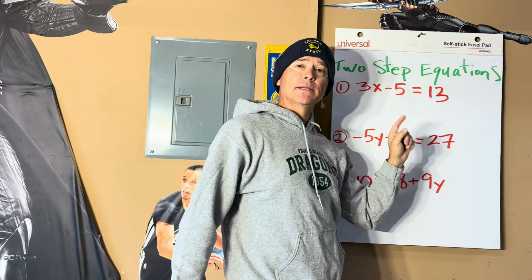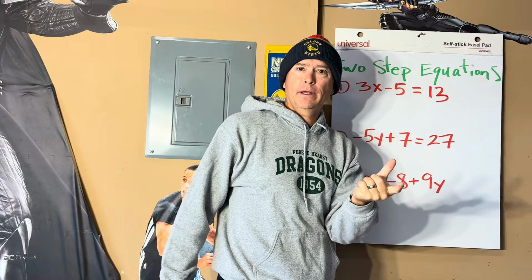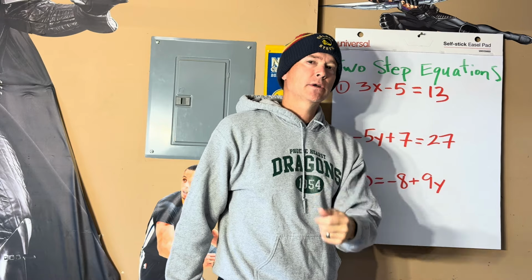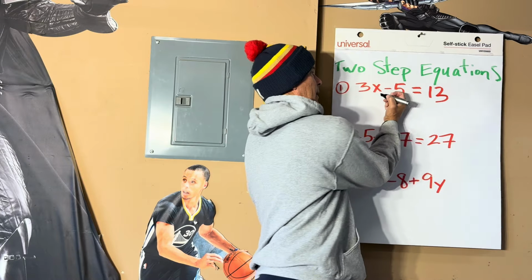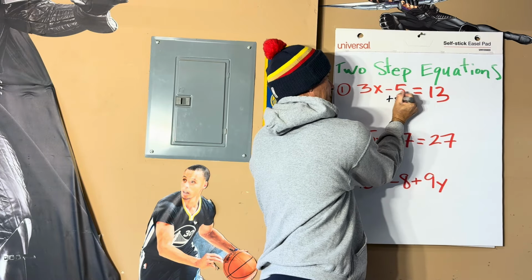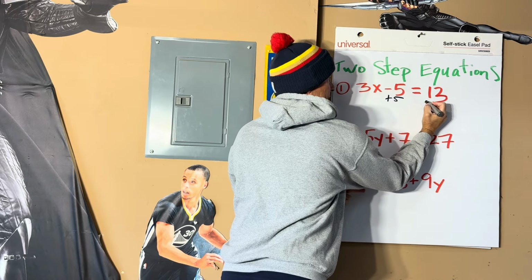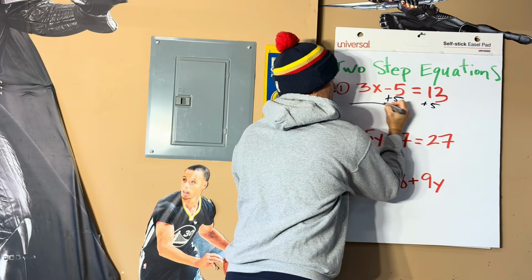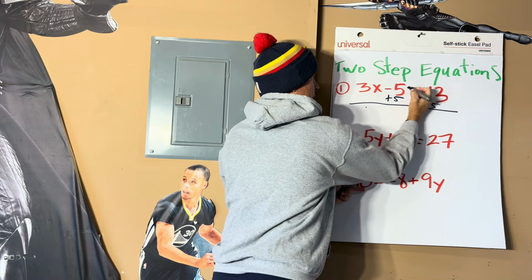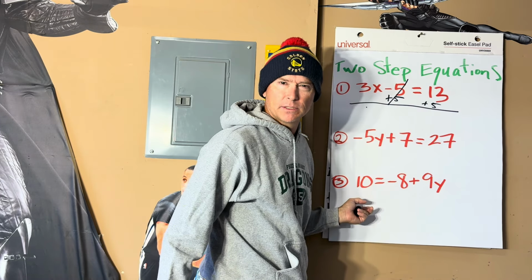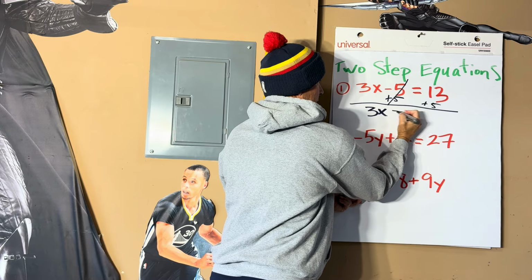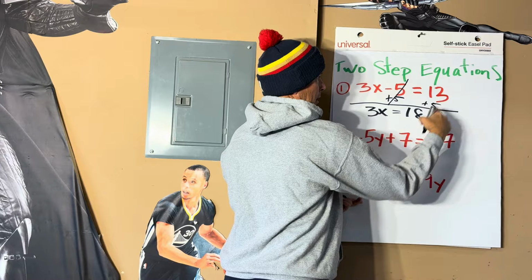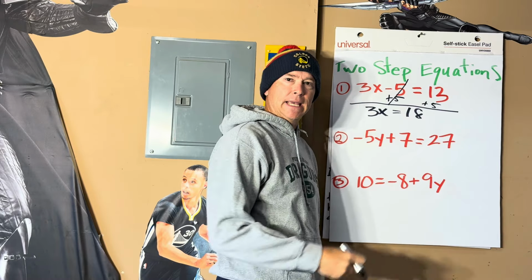So this number that's by itself, we have to get rid of it. And the way you get rid of a -5 is we turn it to 0. How do you turn -5 into 0? You add 5. Okay, so if you add 5, what you do to one side, you must do to the other. So that goes away. -5 plus 5 is 0. 3x equals 18. 13 plus 5 is 18.